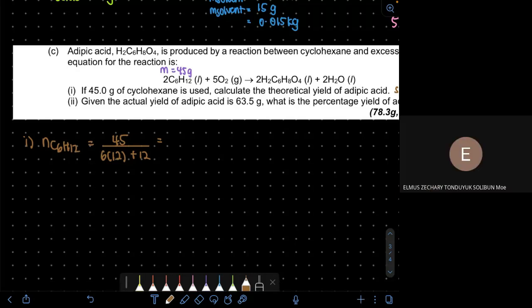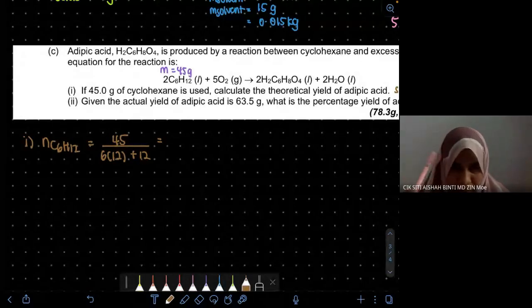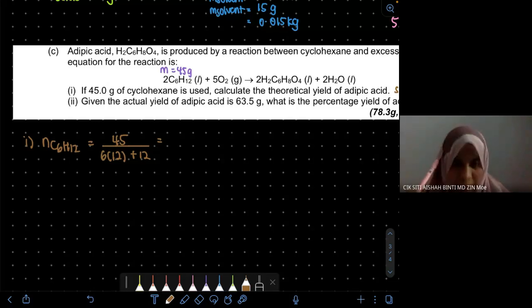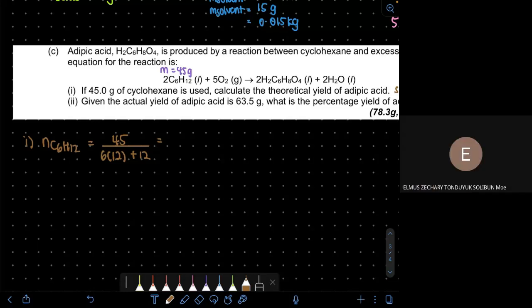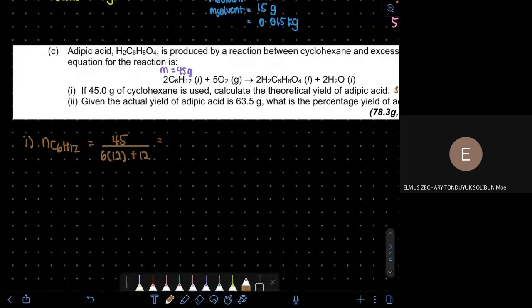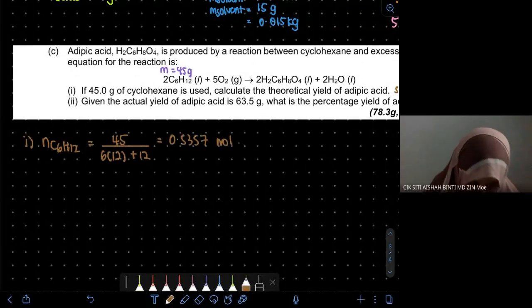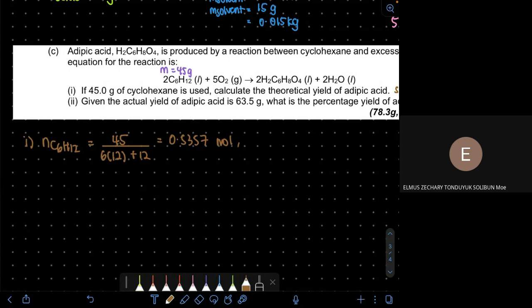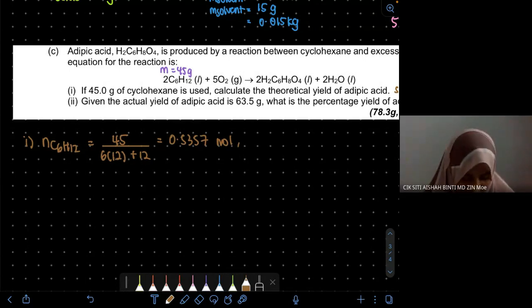Hello, Miss? Halo, ya. Dapat dengar? Number of mole dia berapa? Oh, sorry. Jelas, lag dari tadi. Okay, tak apa. Okay, berapa ya? 0.5357 mol. Okay, thank you. Alright. So, that's the mole of apa ni nama dia? Mole of cyclohexane.